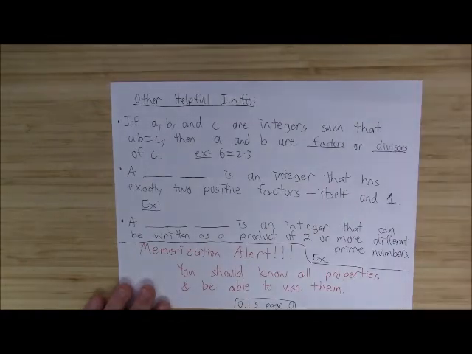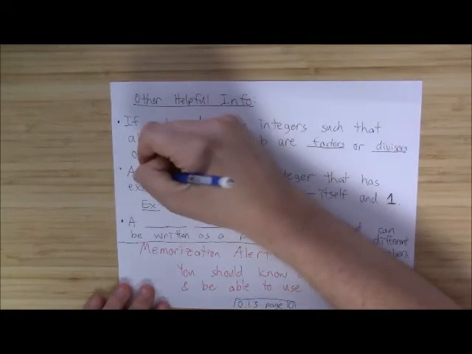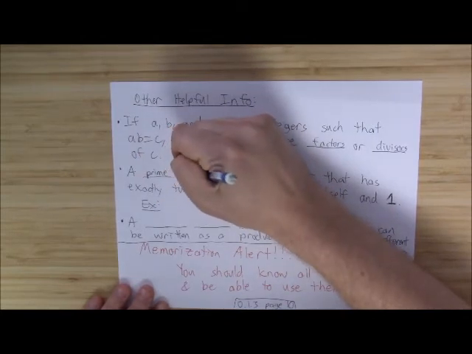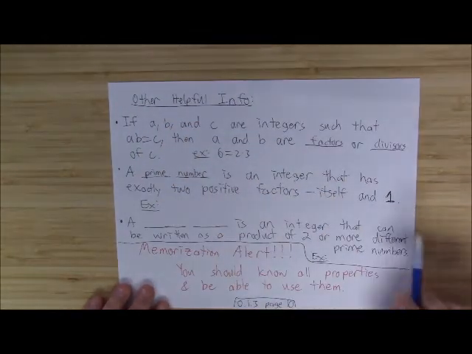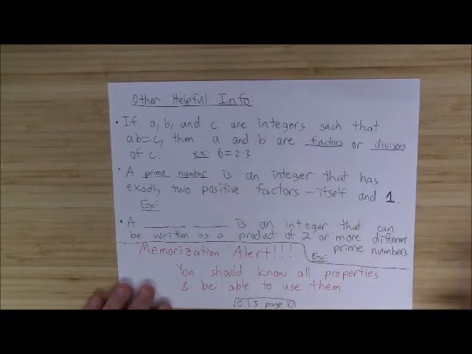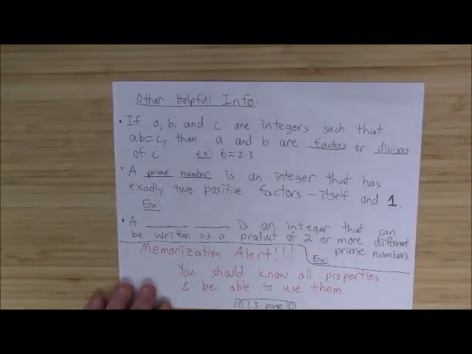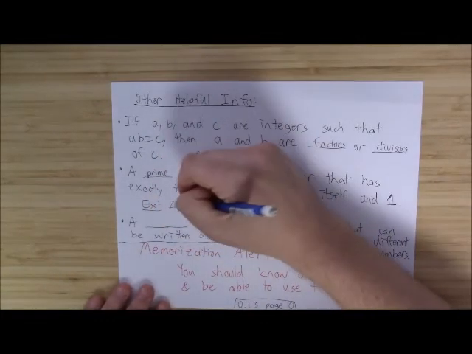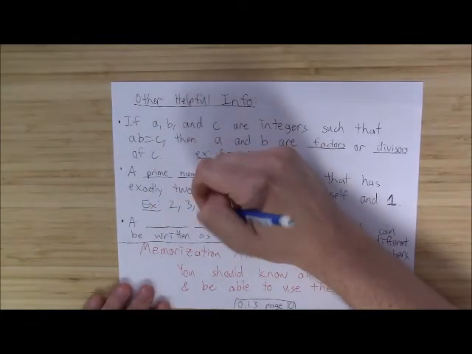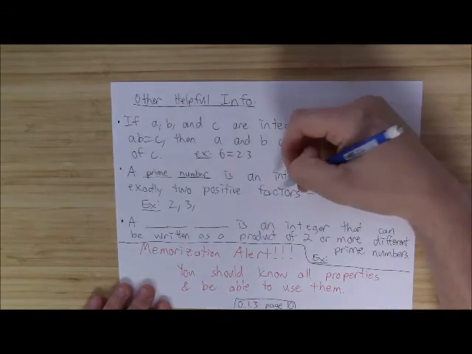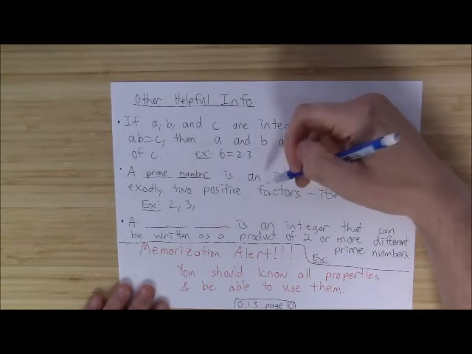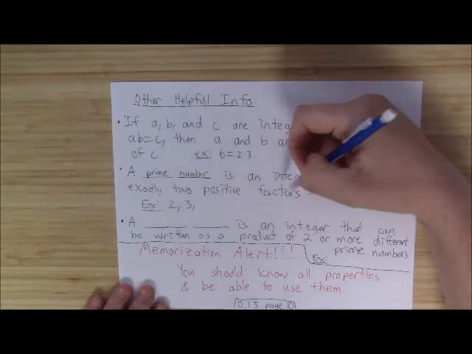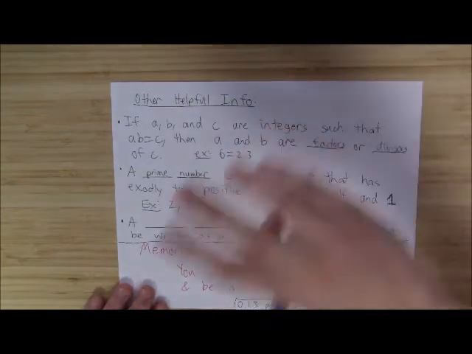We also say that a number is a prime number if it's an integer that has exactly 2 positive factors, itself and 1. Namely, for example, 2 is a prime number, 3 is a prime number. 4 is not a prime number because it has 2 factors. 2 and 1 are actually both factors, so 2 and 2 divide it.